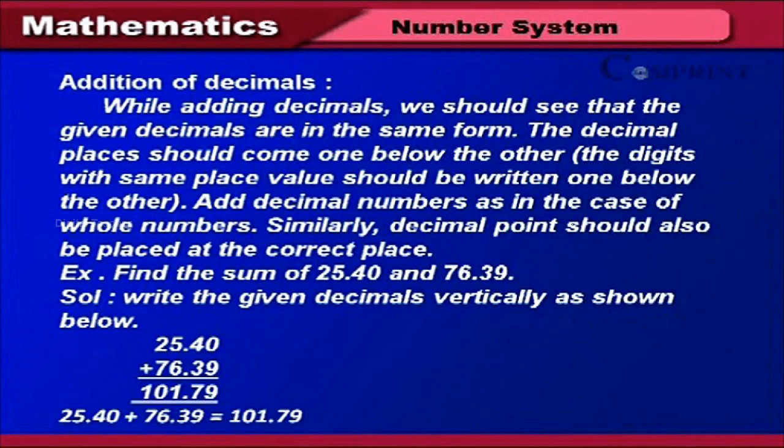Find the sum of 25.40 and 76.39. Solution. Write the given decimals vertically as shown below. 25.40 plus 76.39. Now add the values. We get 101.79.